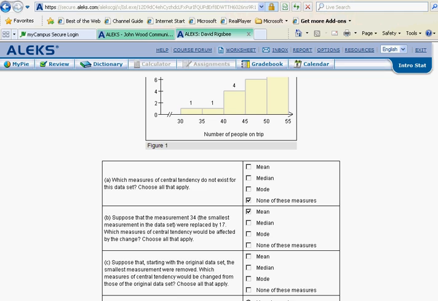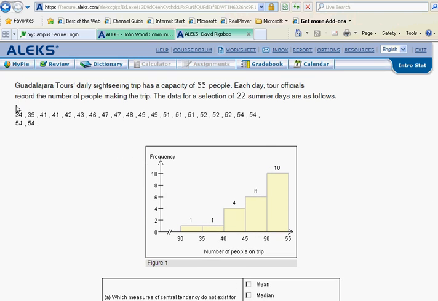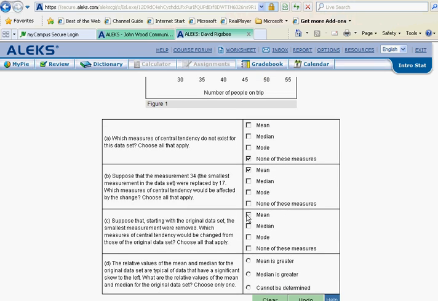Now as we head into this third one, this is where we get into some work, because it says, suppose that starting with the original data set, the smallest measurement is removed, taken out altogether. So we simply go up here and block out this first one. It doesn't exist now. What's going to happen? Well, that's going to change the mean, because remember, the mean is what you get when you add up all the numbers. So they're not going to add up the same, and they're not going to be divided by the same number either. So that is going to change.